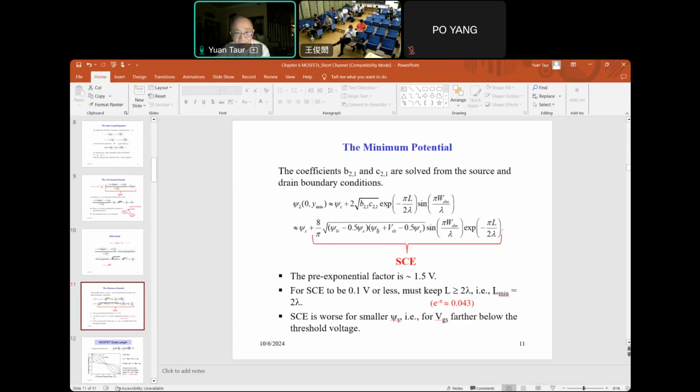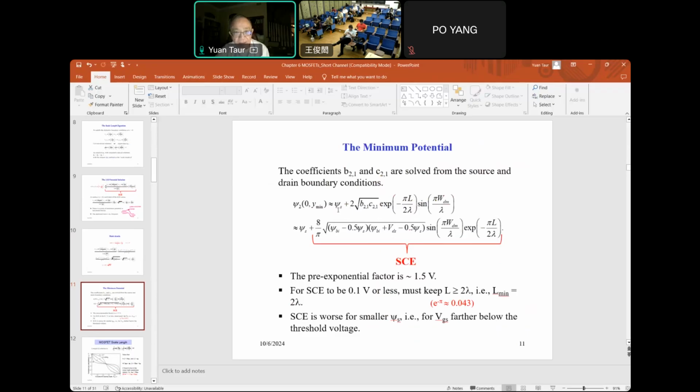And we will estimate the value of this exponential, e to the minus pi L over 2 lambda. But the prefactor is on the order of 1.5 volt. Psi bi is about 1 volt, and psi s is probably close to 1 volt as well. And VDS, let's say VDS is 1 to 2. So the magnitude of this term is about 1.5.